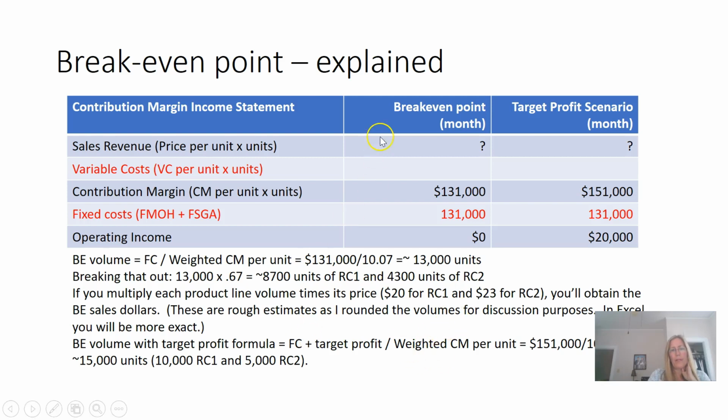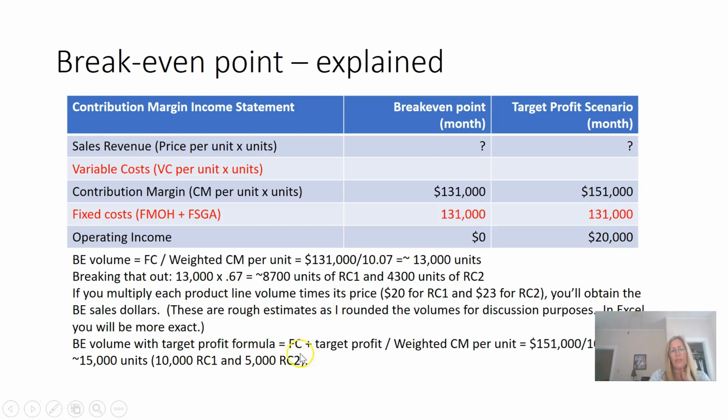So if you're thinking about it using the formula and you're doing break-even point, in your example you have $131,000 of fixed costs. That's what you should get. That's your checkpoint. And when you divide that by your weighted CM, there's a checkpoint for you there too, you get roughly 13,000 units. And then you got to spill that back out based on the product mix. So 2/3 of those would be RC1s and 1/3 of those would be RC2. These are approximations. And then the prices were given for each product line, so you can multiply the price to get sales. And again, I'm rounding here, and your Excel will do a better job at that.